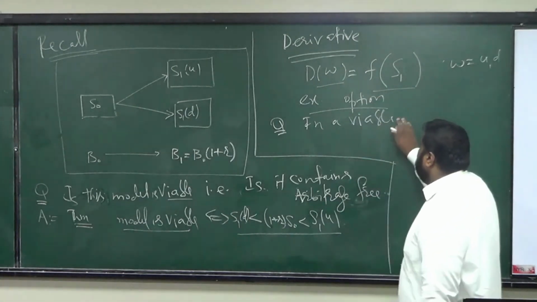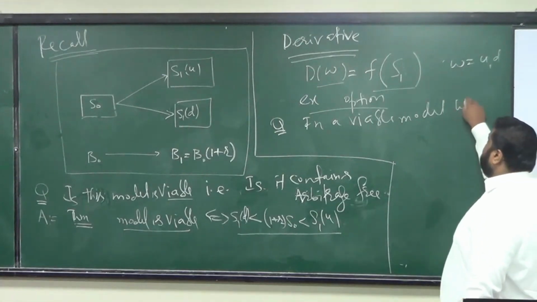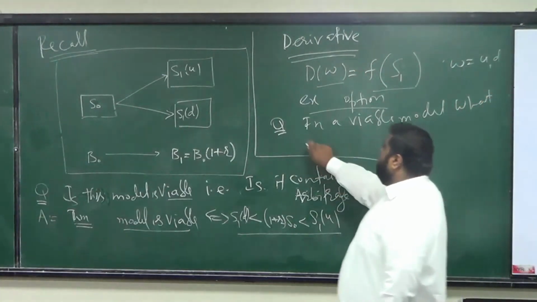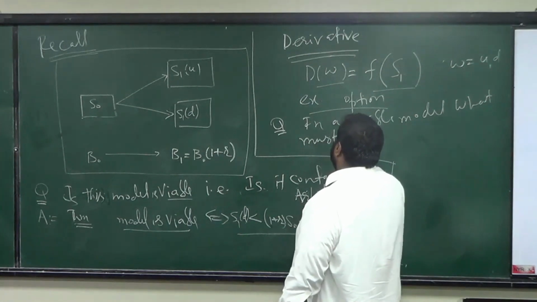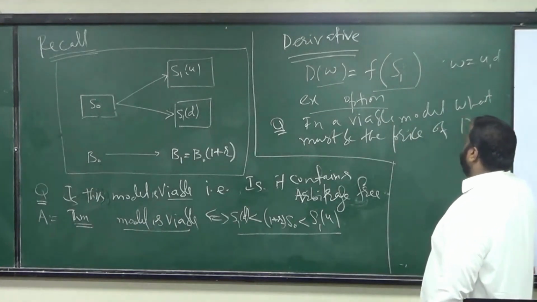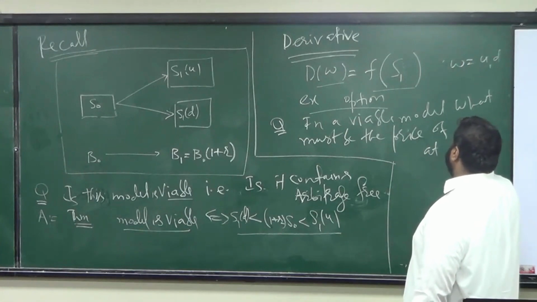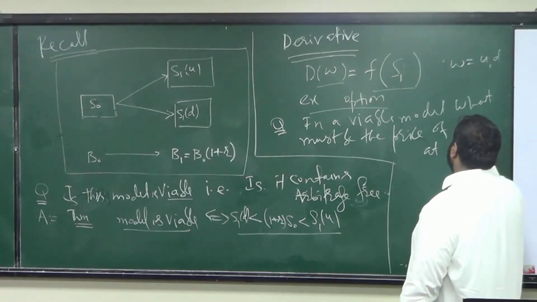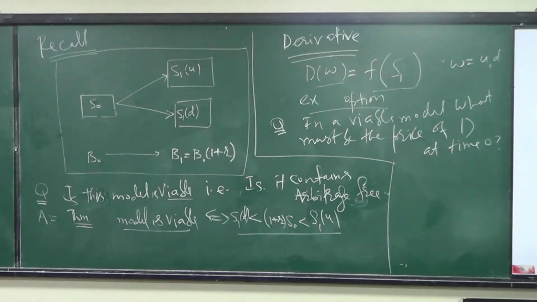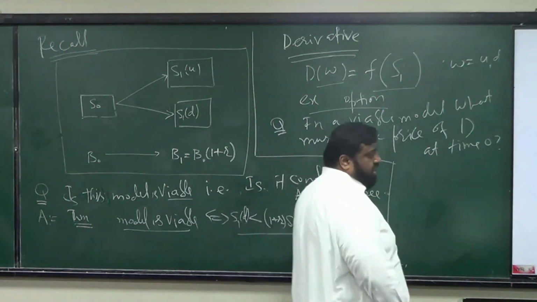The second question that we try to answer is: in a viable model, so imagine your model is a good model and does not contain any arbitrage opportunity, what must be the price of the derivative P at time zero? We try to answer this question in two ways.